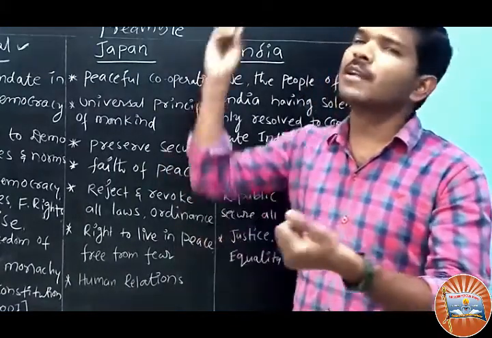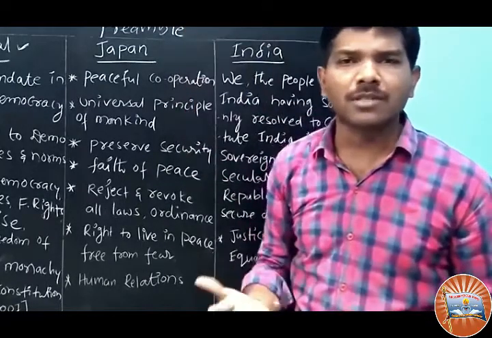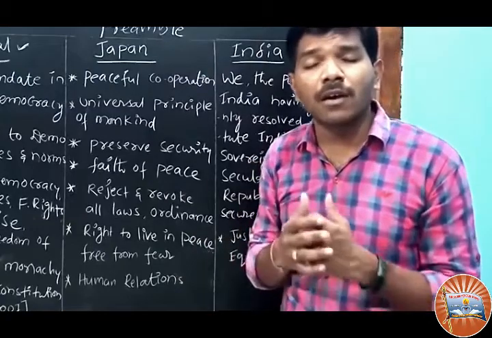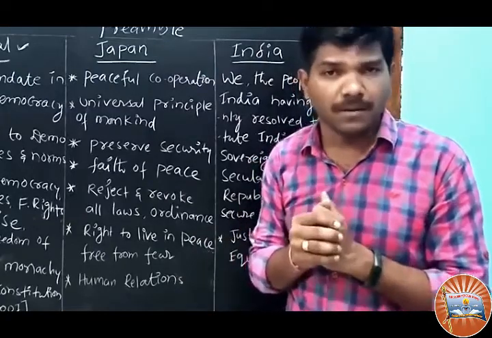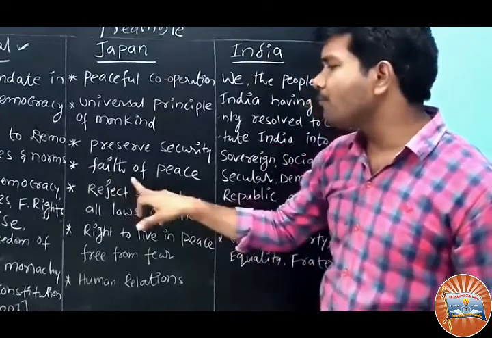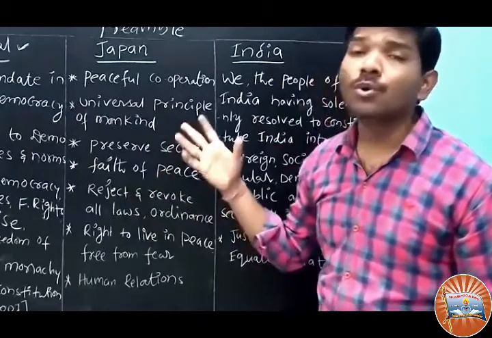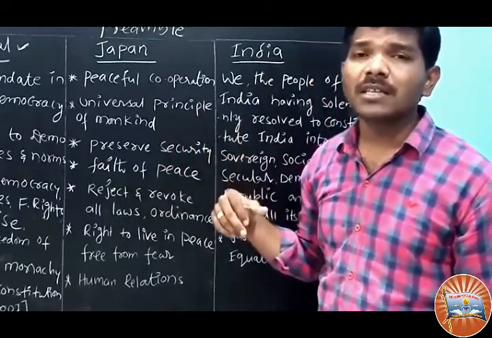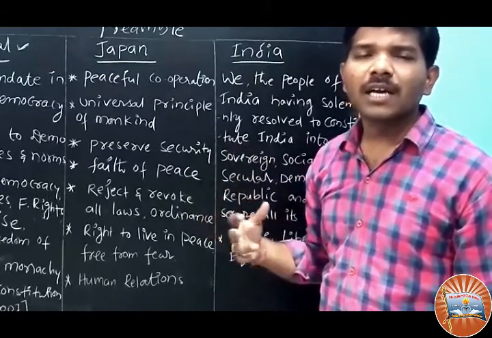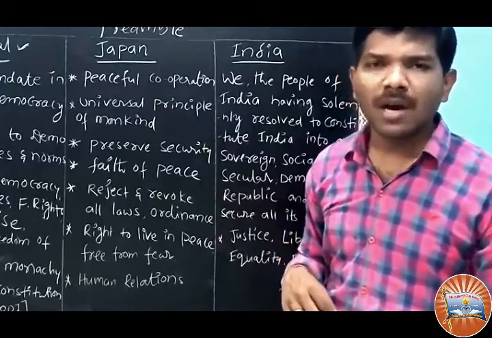They didn't know when America would come, when Russia would come, when another country would come and drop bombs on Japan. Every day, every night they were living with terror and fear. Okay, they were frightened. Faith of peace. They believed in peace because a huge number of people had died in the atom bomb, which was dropped by the USA on 6th August and 9th August 1945 on Hiroshima and Nagasaki.